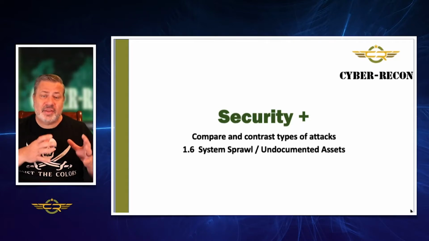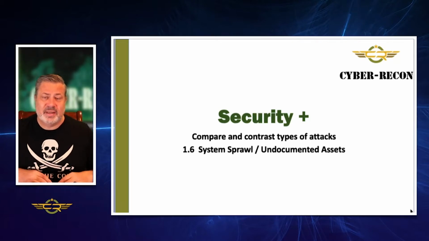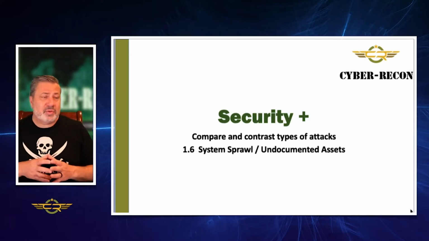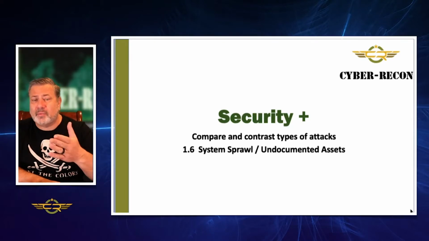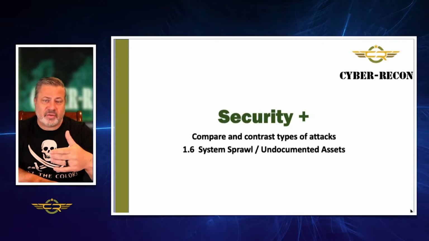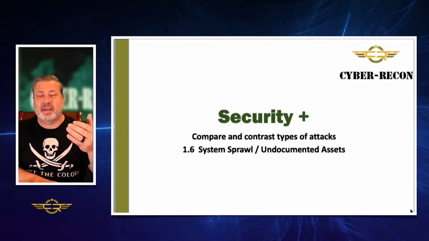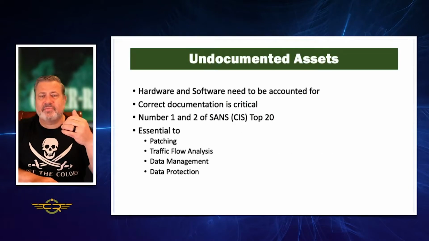It's going to be things you need to know. This is foundational stuff. So Domain 1 and Domain 2 are huge. Between those two domains, it's about half of the exam. So this one we're talking about 1.6, part of 1.6, System Sprawl and Undocumented Assets. This is stuff that'll get you, right?